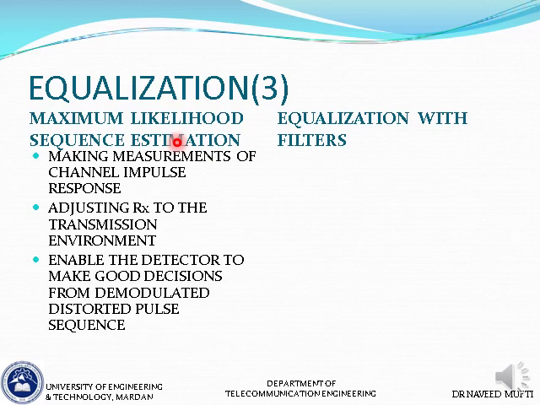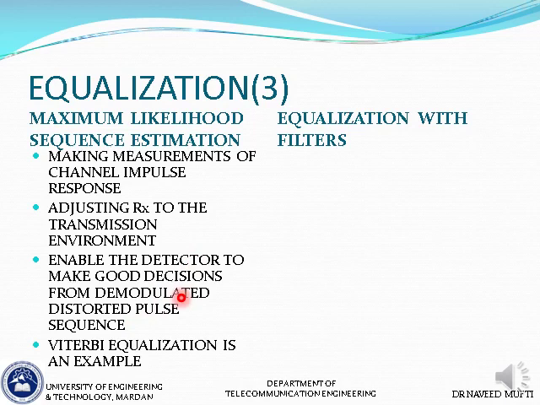Here we enable the detector to make good decisions from the demodulated distorted pulse sequence. We are not actually working on reducing distortion of the pulse sequence. The focus here is how to enable the detector to make good decisions based on the distorted pulse sequence, not on removing distortion. An advanced technique, just as an example, is Viterbi equalization. It's not part of the course, but it is an example of this type of equalization.